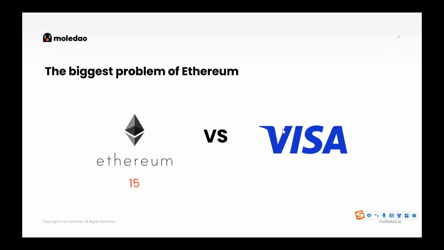By comparison, the Visa payment system can already process up to 24,000 transactions per second. So what can we conclude from the comparison? The transaction speed of the Ethereum mainnet is not enough to meet the current demand of the people.